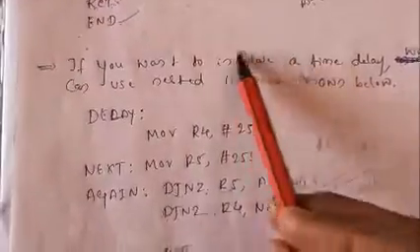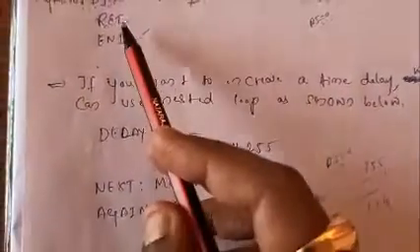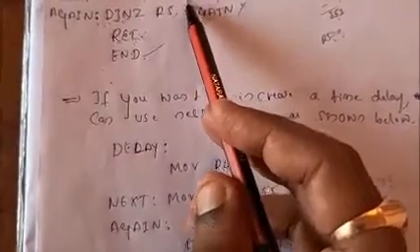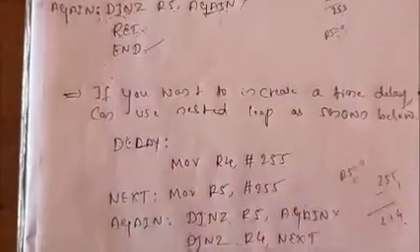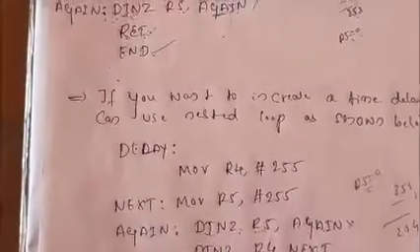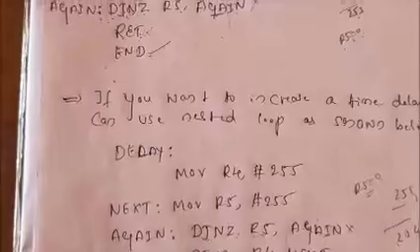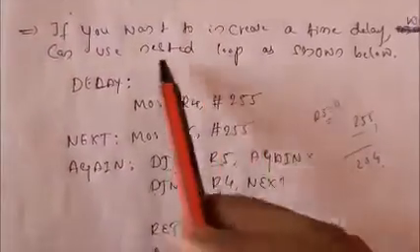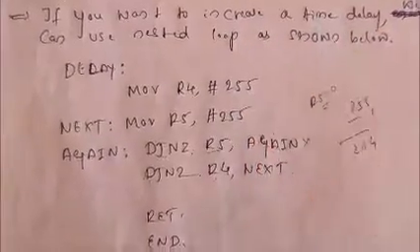So that means if you want to increase the delay, here delay in the sense, the maximum value R5 means double FF. Double FF is nothing but it will perform only 255 times. So instead of 255 times, I need to perform more than 255 times. That means double of that, we are going to use the concept of the nested loop. So how can I write?